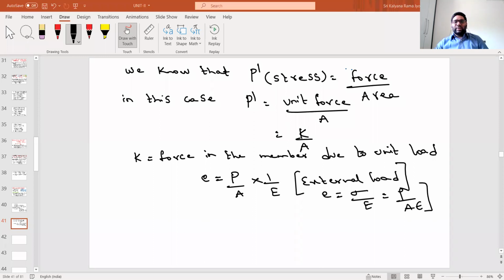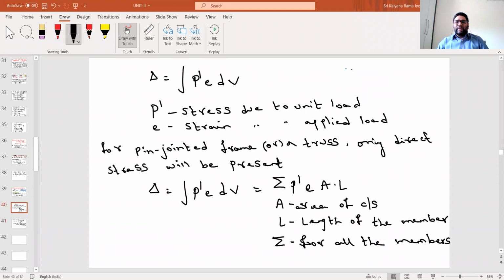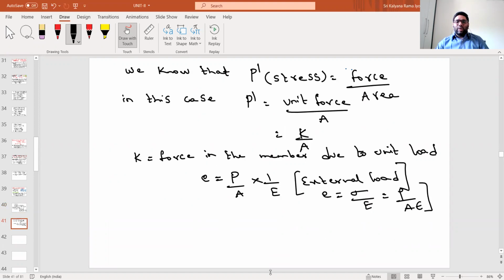Now what are we trying to do? Let us substitute both of these into the initial expression of delta, equation 1, and see what we get. So delta is equal to sigma of P dash, which is K by A, into E, which is P by AE, into AL. P by AE into AL. This gets cancelled. What are we getting now?